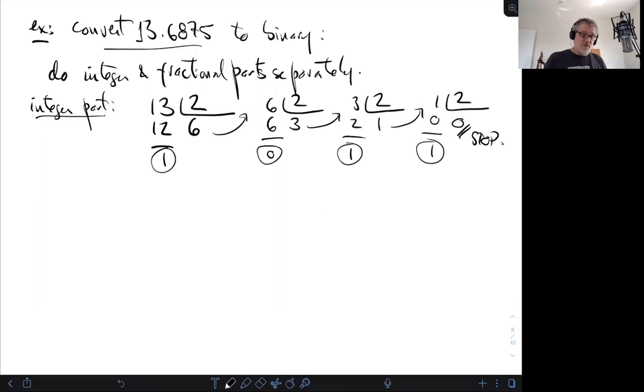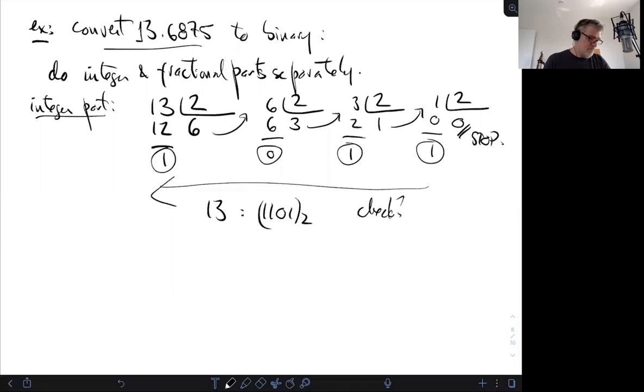So now you read this way. So 13 in binary should be 1101. You can check. 1101 is 2 to the power 3 plus 2 to the power 2 plus 2 to the power 0. This is 8 plus 4 plus 1, which is 13. So that's good.